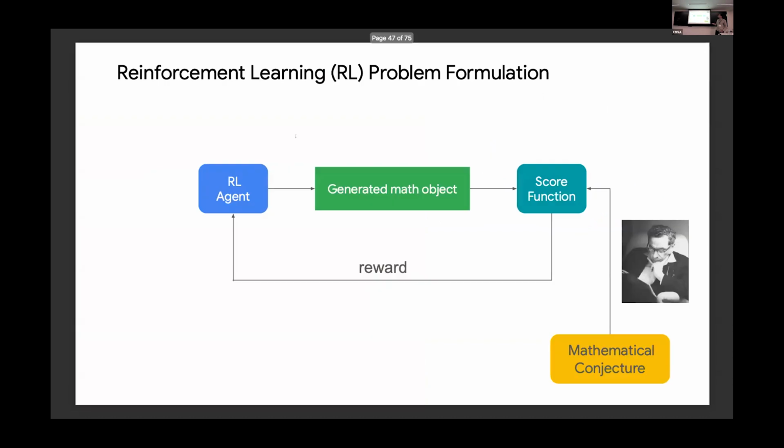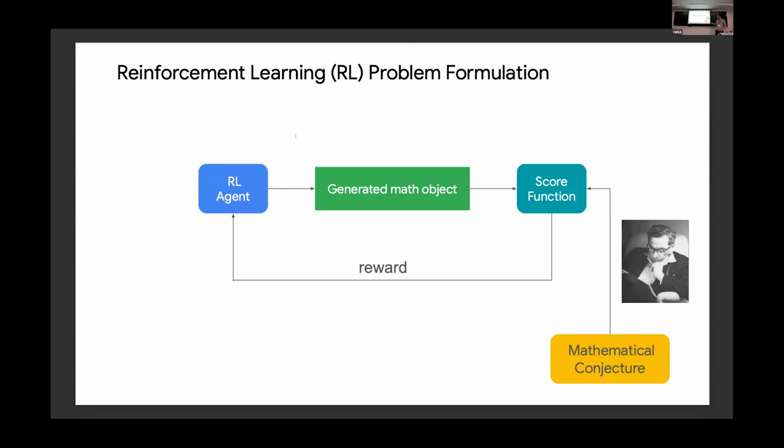We focused on one particular method for finding counterexamples, which is based on reinforcement learning. The first paper was done by Adam, using RL to find counterexamples. The idea is to have an RL agent that keeps generating a mathematical object, for example, a graph or a matrix. Then we have a score function that is designed by a mathematician and comes from the mathematical conjecture. If the score is large enough, that's a counterexample. For example, if the score is positive, that would correspond to a counterexample.